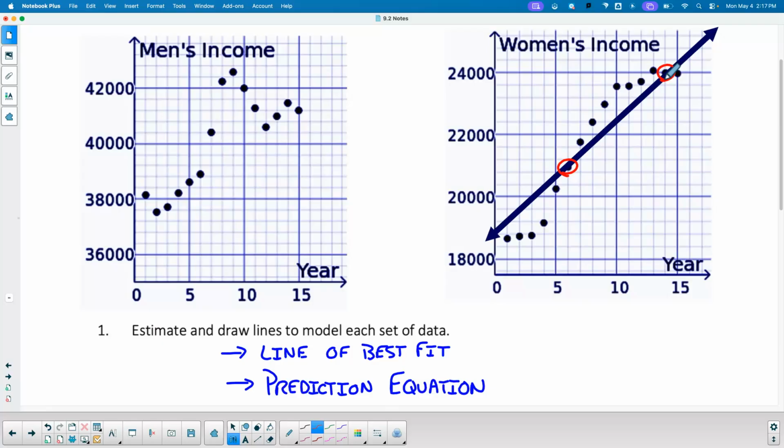Daisy was daydreaming again. Draw your line of best fit using the same points that I did.